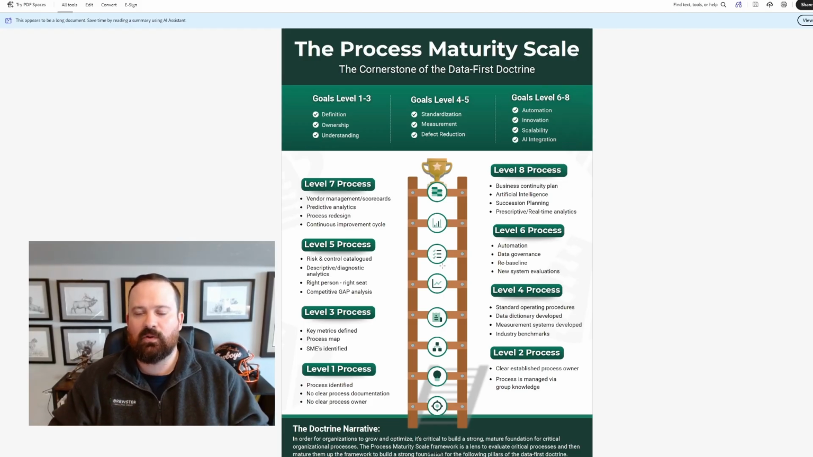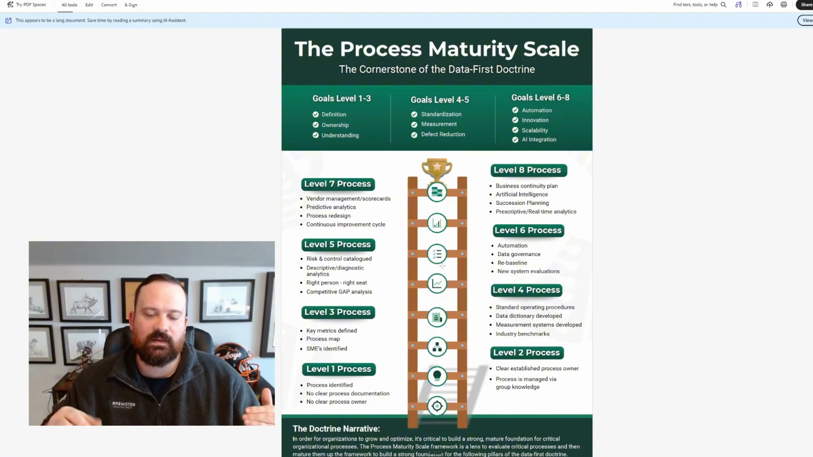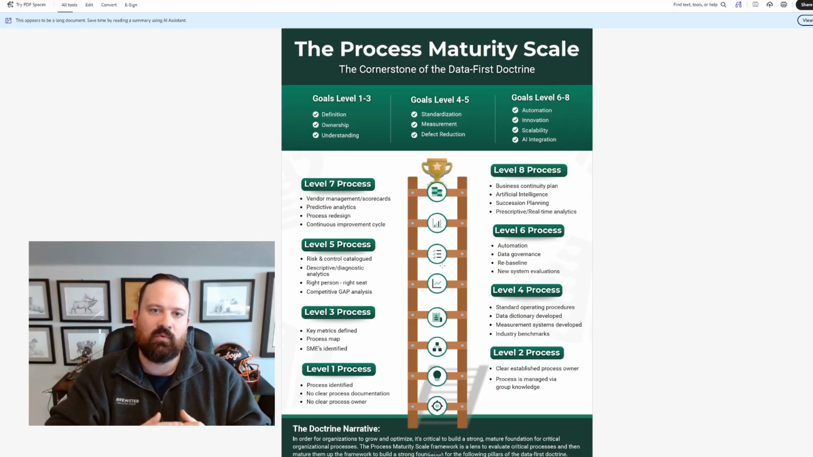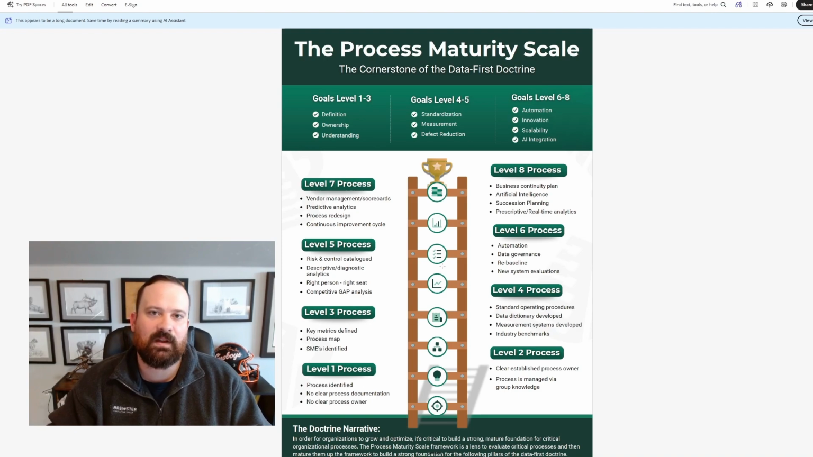So for those of you who haven't seen the process maturity scale before, it's an 8-level framework that is designed for evaluating the maturity of your critical organizational processes, right? So the idea is you define your critical organization processes and you figure out where they fit on this framework. And then wherever they land, moving up the framework, up the ladder, gives a roadmap for how to optimize and improve the maturation of those processes, right?